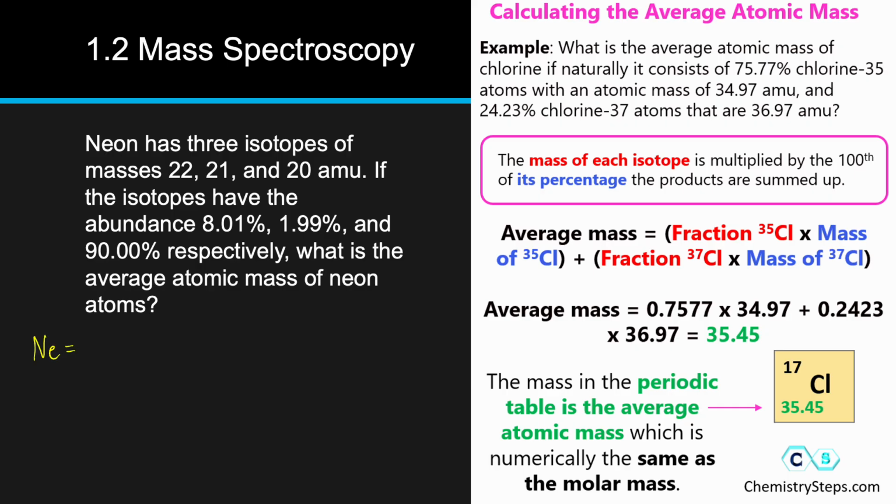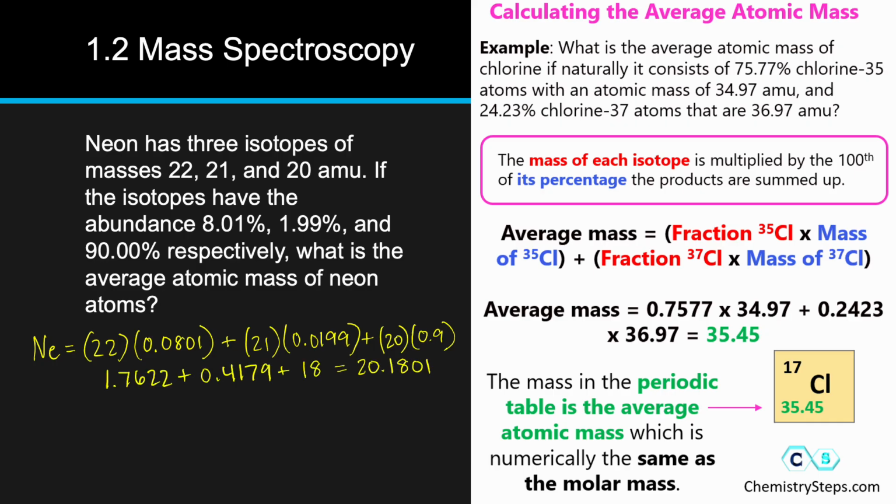So our first isotope has a mass number of 22, and its relative percent is going to be 0.0801. Then we're going to add that with our second isotope, which has a mass number of 21, and its relative percent is going to be 0.0199. And then our final isotope of 20, we are going to multiply it by its relative percent, which is 0.9.